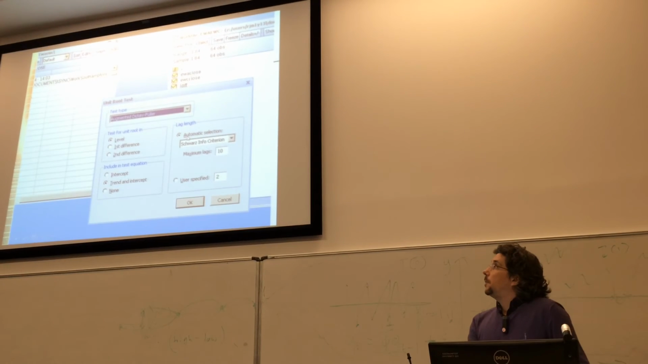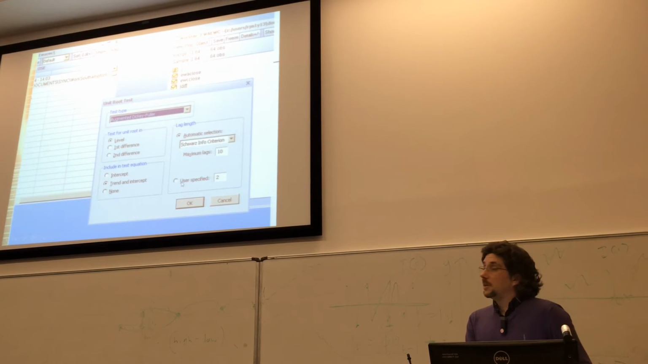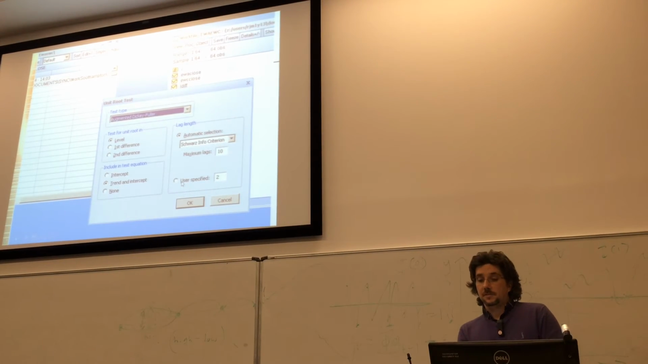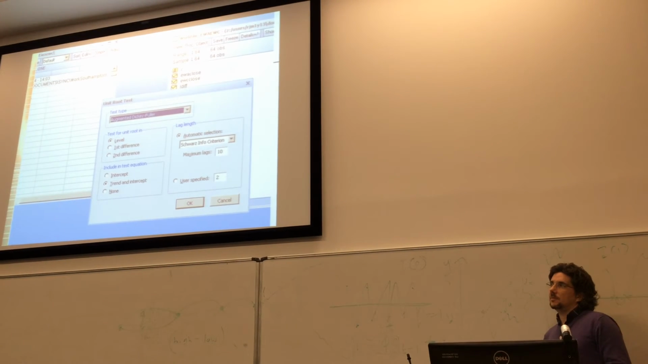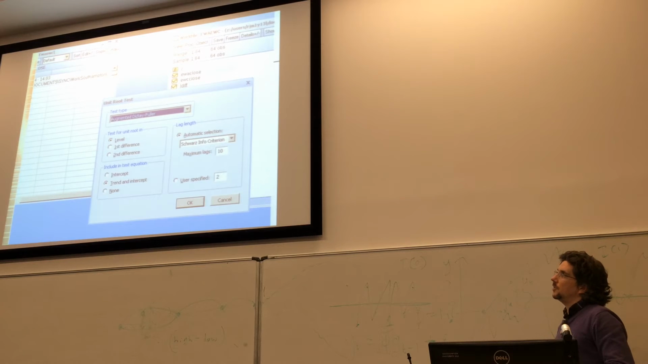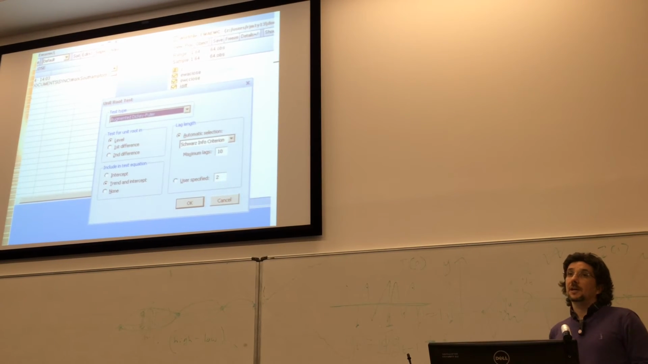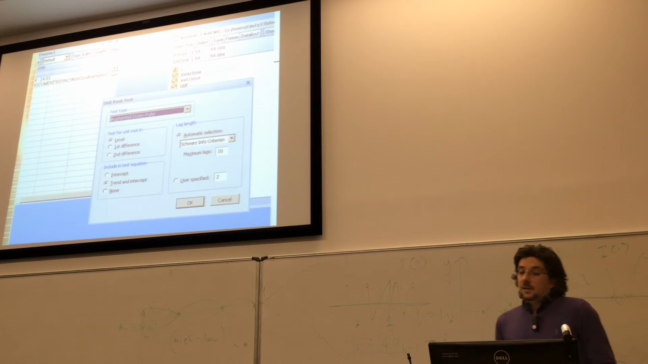Okay. Instead of ticking that box, you could have just specified your own number of lags and said, "Oh, I know that more than two lags is not possibly significant, or there's some theoretical reason. I want to do it my own way. I don't want to use information criteria." You could do that as well.